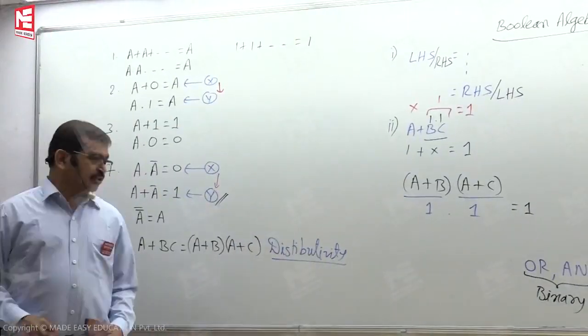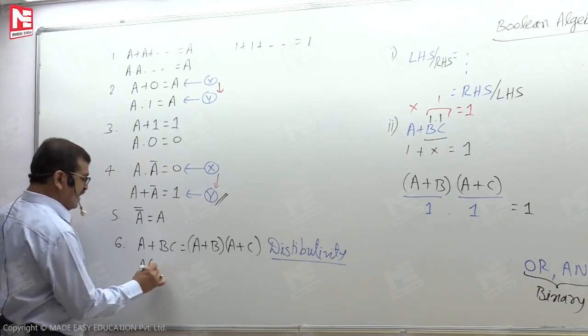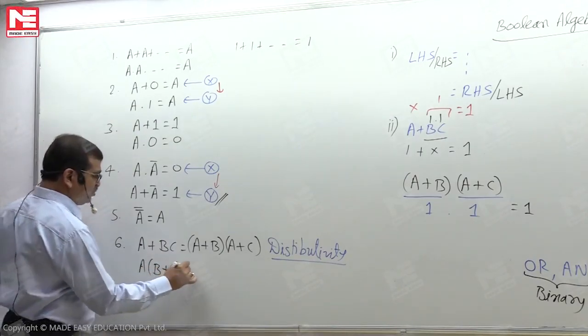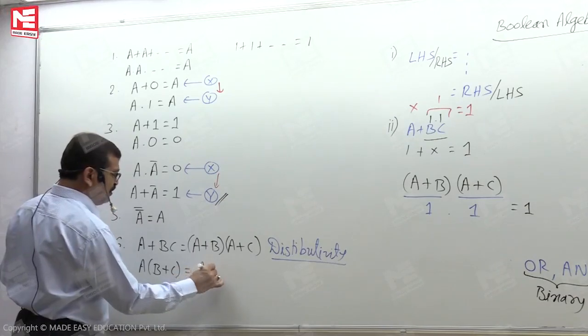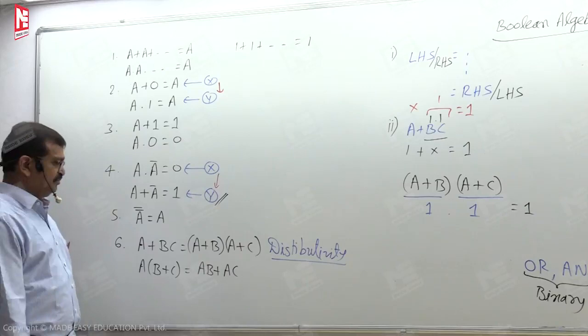The dual of this distributivity is A and with B or C is equal to AB or with AC. It is the dual of this distributivity.